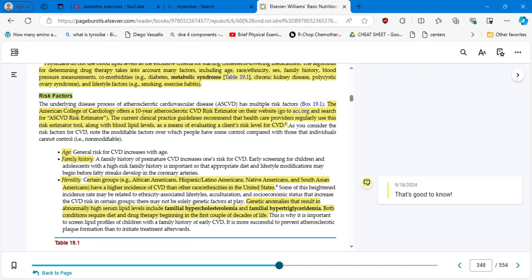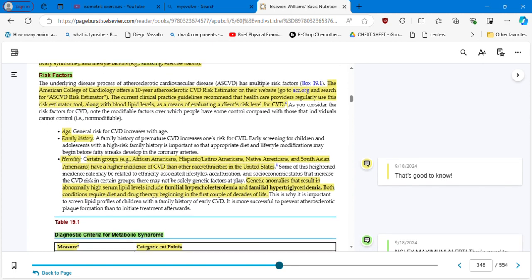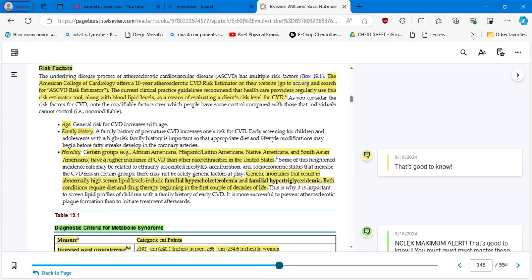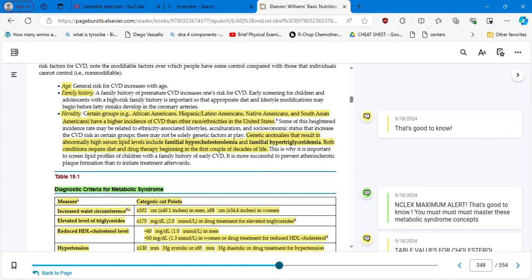You have all that information in the chart of the patient. Immediately you can figure out if the patient is at risk for CVD. So we are going to talk about these risk factors: age, family history, heredity, certain groups, especially African Americans, Hispanic and Latino Americans. And this is good to know.